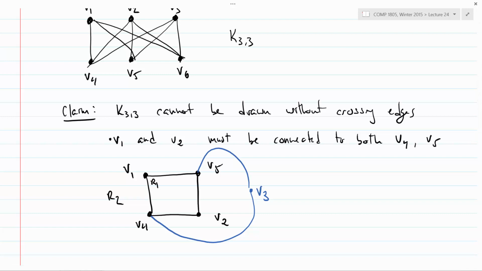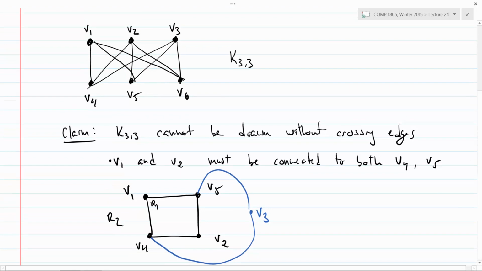Okay. So if V3 is connected to V4 and V5, what else is V3 connected to? V6. So I haven't drawn V6 yet. So where could V6 go? It could go in a couple of places, right? It could go in here. It could go in here. Or it could go out here. Those are the three spots that it could go.